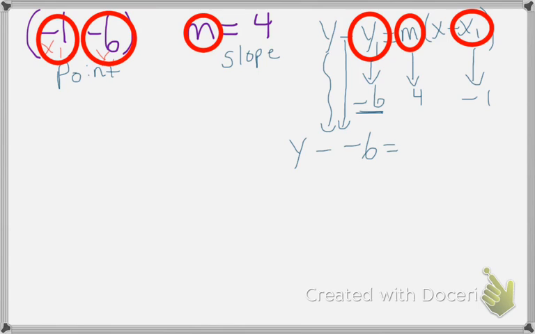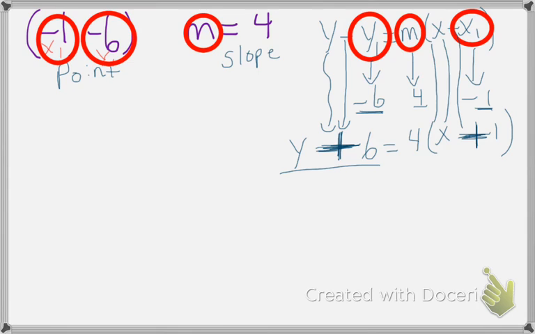What is a minus minus? It makes a big plus. It's a plus. Bring down the 4. Bring down the parentheses. Bring down the x. There's a minus sign here. And then you bring down this, which is -1. A minus minus makes a plus. Now what we do is bring this down. So it's y plus 6 equals, now we start to distribute.